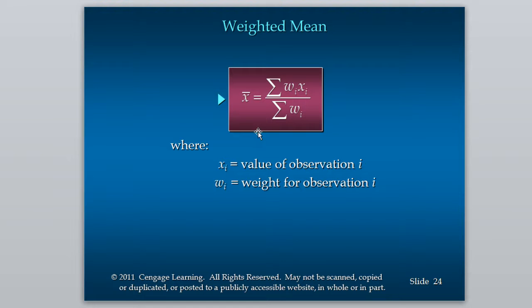Now this is the formula. So x bar, the sample mean, is... sigma means what? This sigma means summation. The W part is the weight. The X part is the score. So summing up W, the weight, times the score, over the summation of the weight. And that's basically the weighted mean formula.